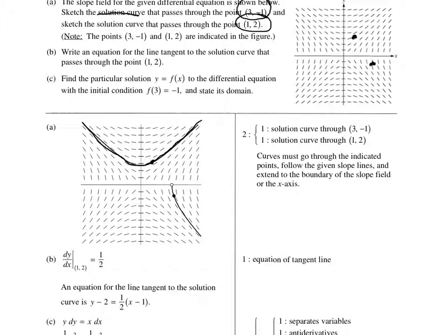Now, when you draw the particular solution using a given slope field, it's very important that you follow the given slope lines and you extend to the boundary of the slope field. So make sure you go all the way, so you can see here I went all the way to the end. Now the second piece, this is the one that's most missed. Now you notice on this function, so you follow the curves, you're tangent to the slope field given.